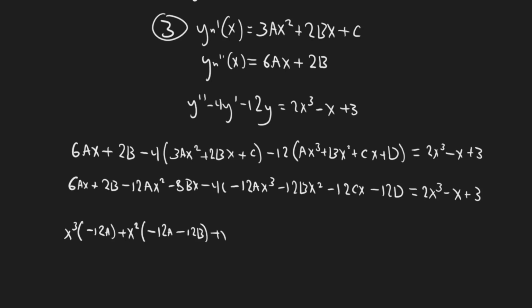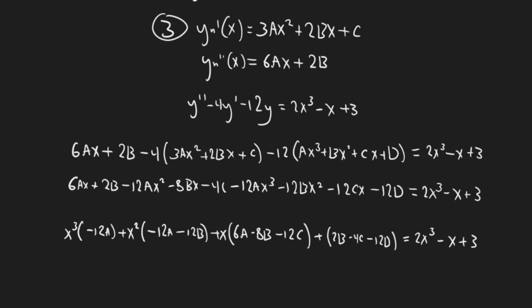Now we're going to group the x terms. So let's see, I see a 6ax, I see a minus 8bx, and I see a minus 12cx. All right, so now we're just left with the constant terms. So anything that doesn't have an x, well, we start with 2b, then I see a minus 4c, then I see a minus 12d, like that. And that is going to still equal 2x cubed minus x plus 3.